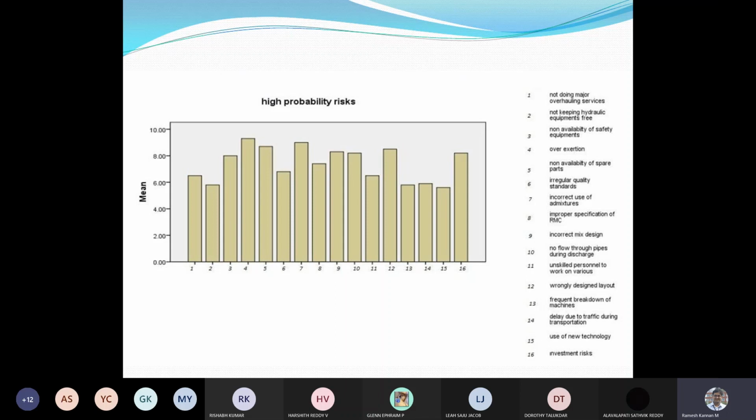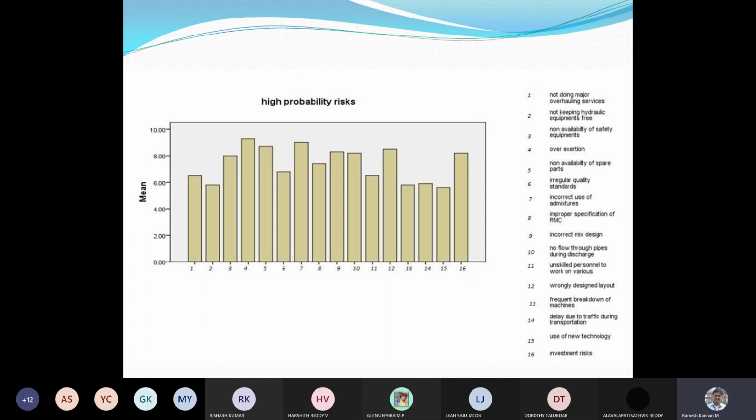That's why they don't generally reveal mix designs, because it will become a trade secret for them. They would have done a lot of batch trial mixes, and then they would have arrived at an optimum mix design. So it's specific, different from one RMC to another, but it will not be varying too much, within the range of the standard deviation they can provide. And then no flow through pipes during discharge, like the concrete gets choked during the discharge.